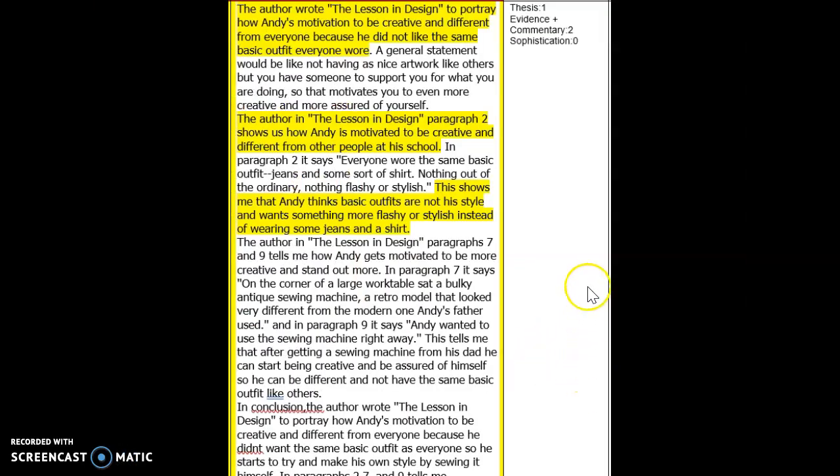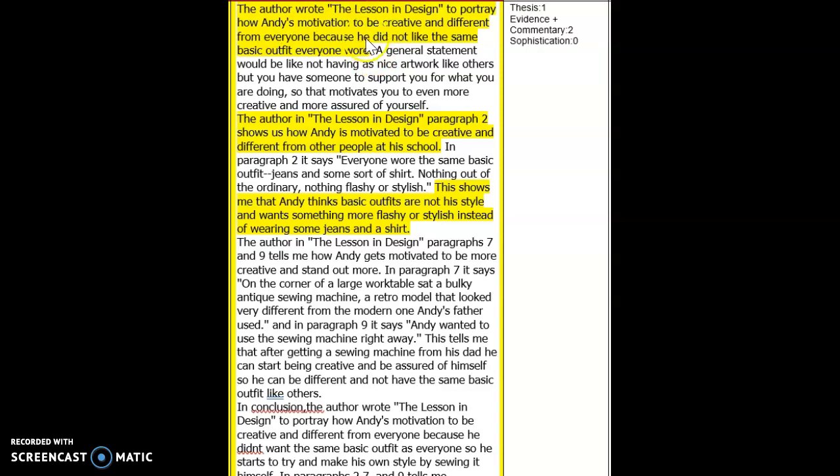All right, so this is an example of a student who got a 1 for their thesis and only a 2 for evidence and commentary and a 0 for sophistication. So this person has a thesis. They say the author wrote the lesson in design to portray how Andy's motivation to be creative and different from everyone because he did not like the same basic outfit everyone wore. But this person is missing, what are they missing?